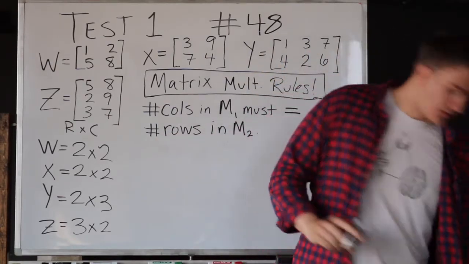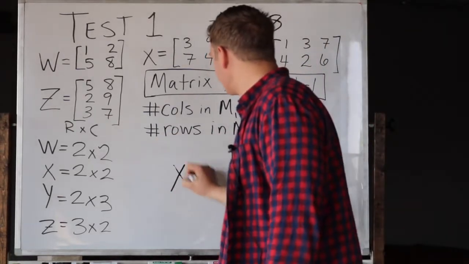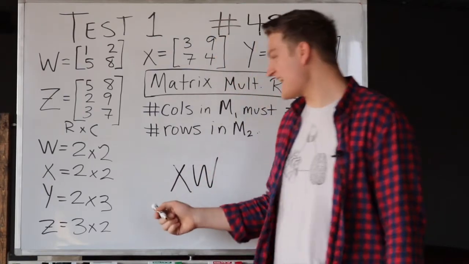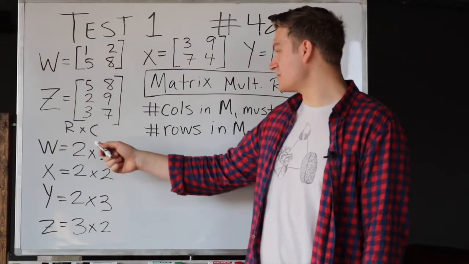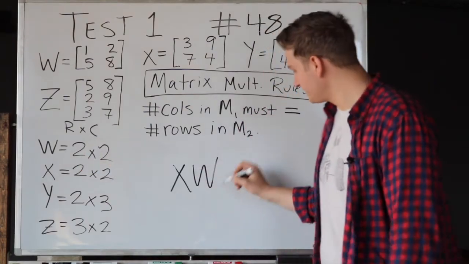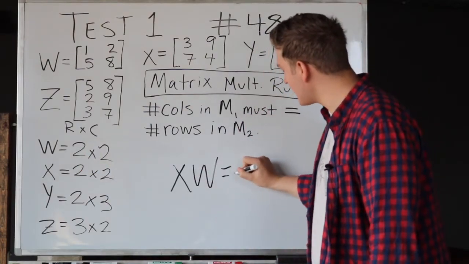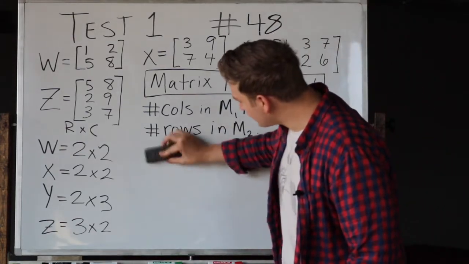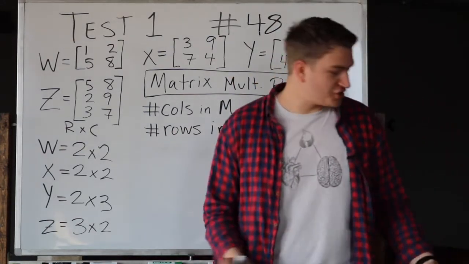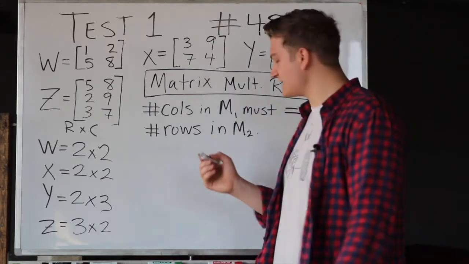The fourth answer choice, XW. Matrix X has 2 columns. Matrix W has 2 rows. They're equal, so yet again the product is defined, meaning that the one that's undefined is probably the one we haven't checked yet, but let's check it anyway. XZ.